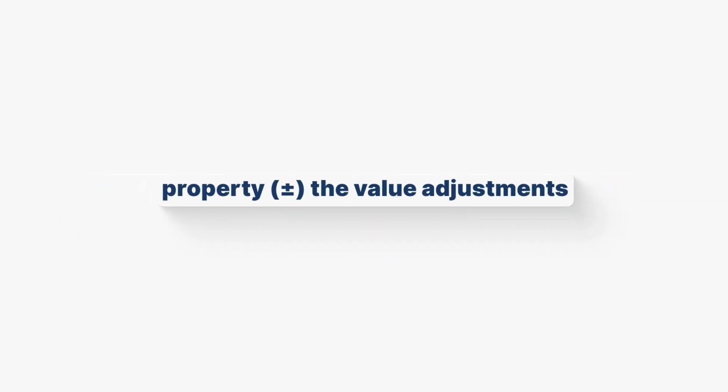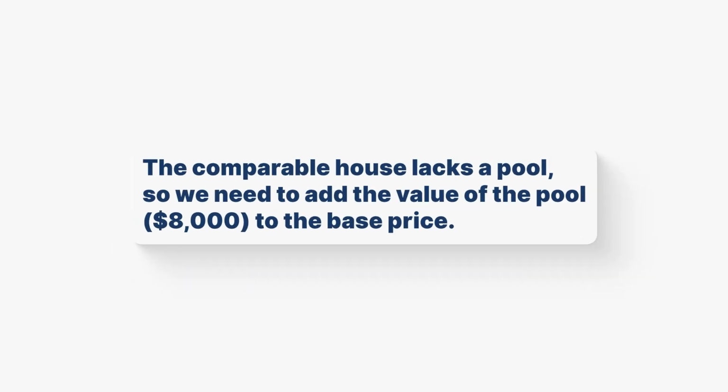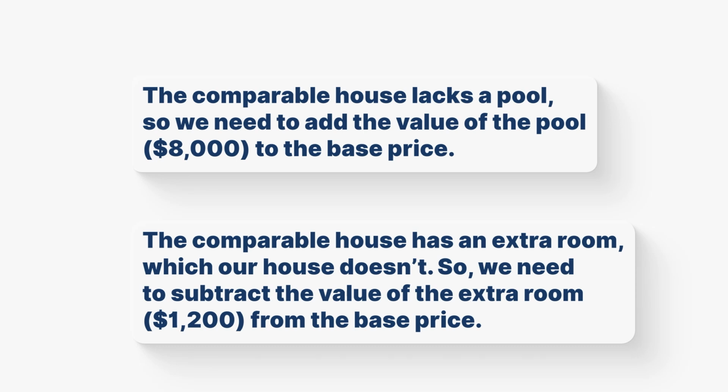Remember, this method is all about comparing the property you're valuing to a similar one that's recently sold and adjusting for differences in features or amenities between them. The comparable house sold for $195,000, but its features differ from the house we're valuing. Here's why we adjust. The comparable house lacks a pool, so we need to add the value of the pool, $8,000, to the base price. The comparable house has an extra room, which our house doesn't. So we need to subtract the value of the extra room, $1,200, from the base price.